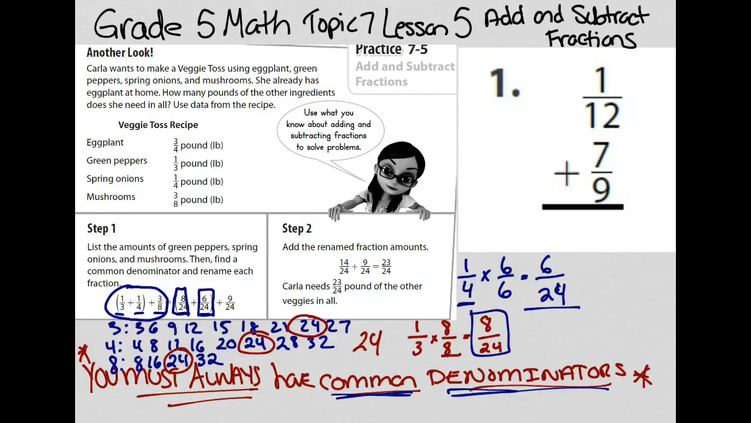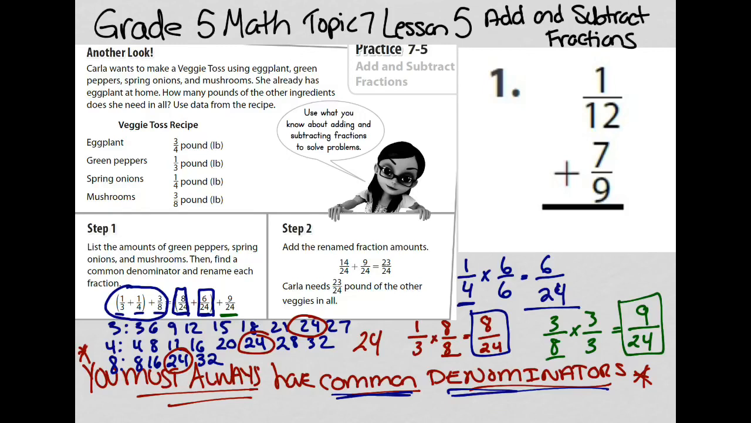Now I need to work with my 3/8. So I have 3/8 times some number is going to give me 24. When I look at 8 times blank equals 24, 8 times 3 is 24. 3 on the bottom, 3 on the top. 3 times 3 is 9. So my new equivalent fraction to 3/8 is 9/24, and you see that in the problem here.